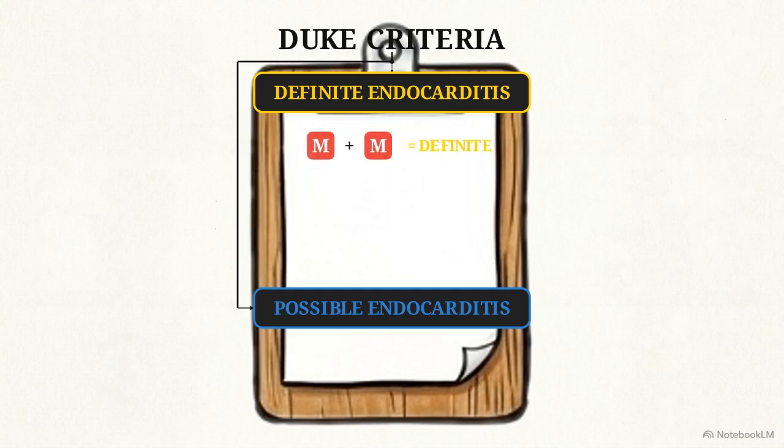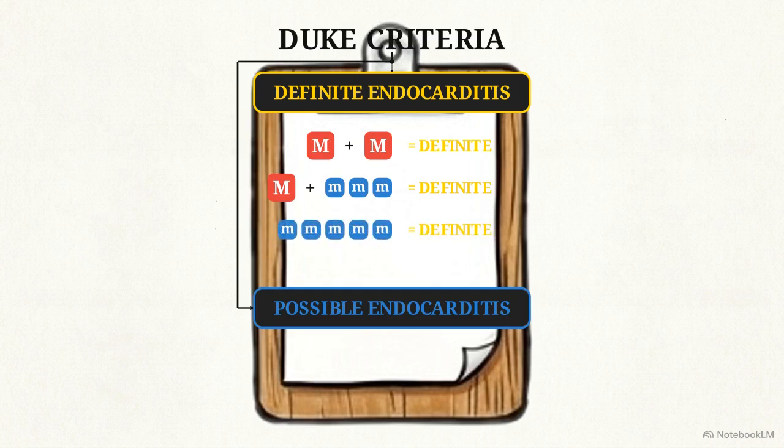To hit the definite threshold, you need to prove two major criteria. If you only have one major criterion, you need three minor criteria, or 5 minor criteria reach definite status. For a possible diagnosis, the bar drops. You need just one major and one minor criterion. Or 3 minor criteria put endocarditis firmly on your radar.